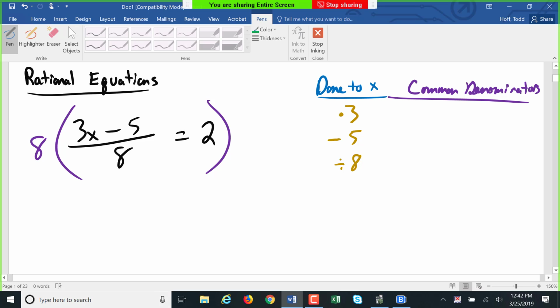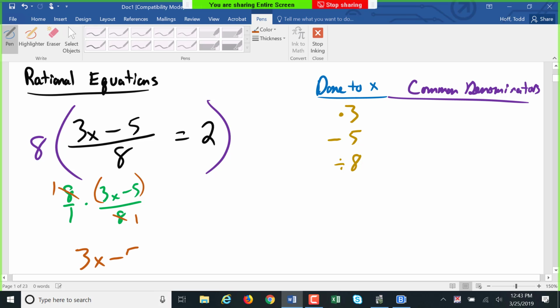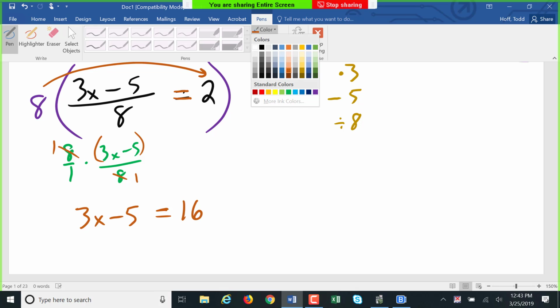So I have to do each piece. This counts as all one piece at this point because it's all together. We can't separate it. So I have 8 over 1 times 3x minus 5 over 8. Now, it usually helps if you think of that numerator as being in parentheses. But we can cross cancel the 8's to get 1 and 1. That's simply going to be 3x minus 5. Our next piece then is going to be 8 times the 2. So we've got the equal sign in there. 8 times 2 is 16. That becomes 3x minus 5 equals 16.